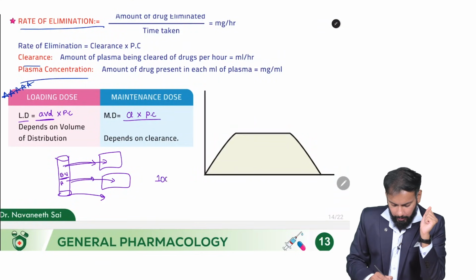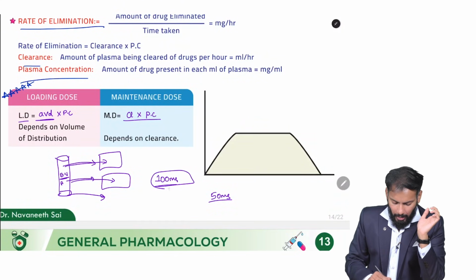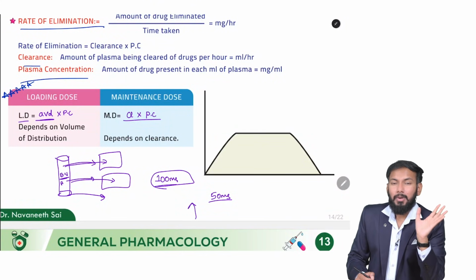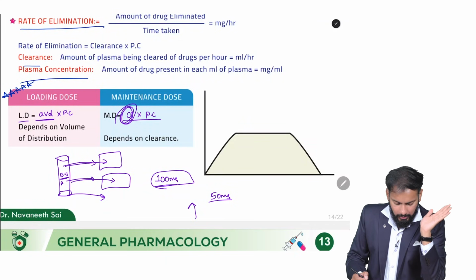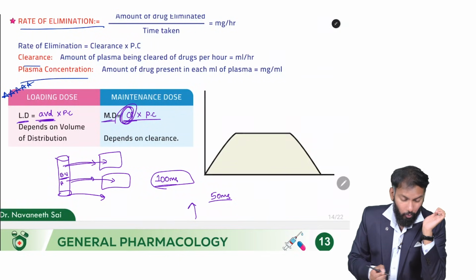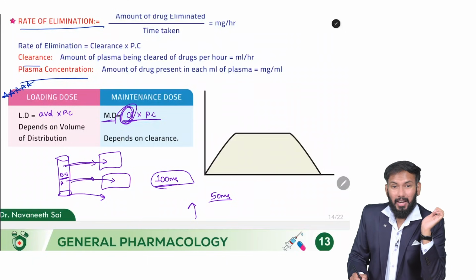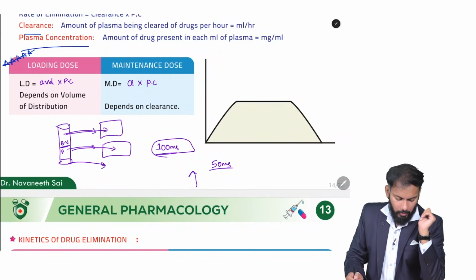Let us suppose I have given 100 mg of drug and 50 mg of drug is eliminated. Now, how can I maintain this 100 mg? I have to give back this 50 mg. So, I am giving however much is excreted. That is why it is dependent on clearance. This is easy to remember. Maintenance dose is dependent on clearance. Loading dose is dependent on volume of distribution. So, you can see here volume of distribution and loading dose. Yes, this is how you can remember them. Maintenance dose is equal to clearance into plasma concentration.